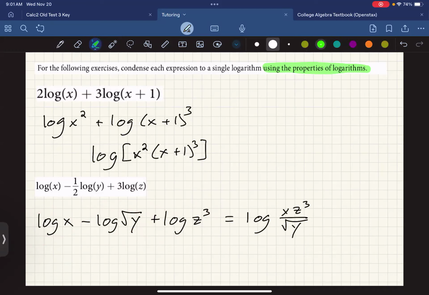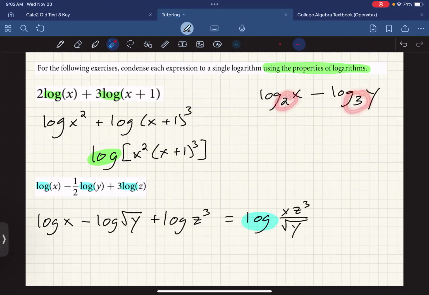Now, one thing I'll make sure to point out here is that I didn't necessarily say it, but make sure you see that all of these were the common log, which allowed us to condense them to a single one. I feel like all these examples just focus on the properties with stuff that was already a common base, but make sure you pay attention to that, especially on the condensing problems, that they're the same logarithm. If you have something like, say, log base 2 of x minus log base 3 of y, you cannot condense that because these are not the same base. So you would have to leave it as it is.